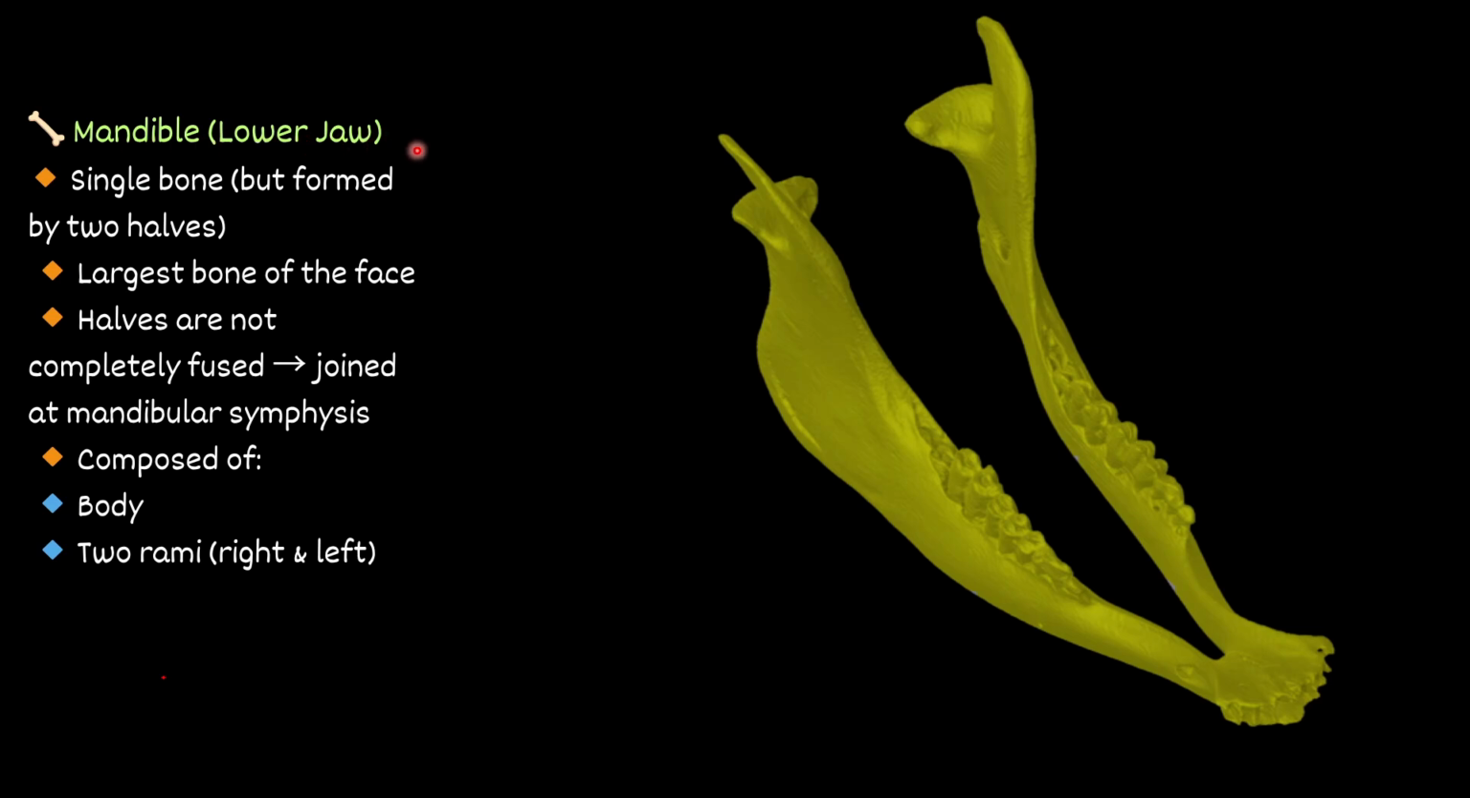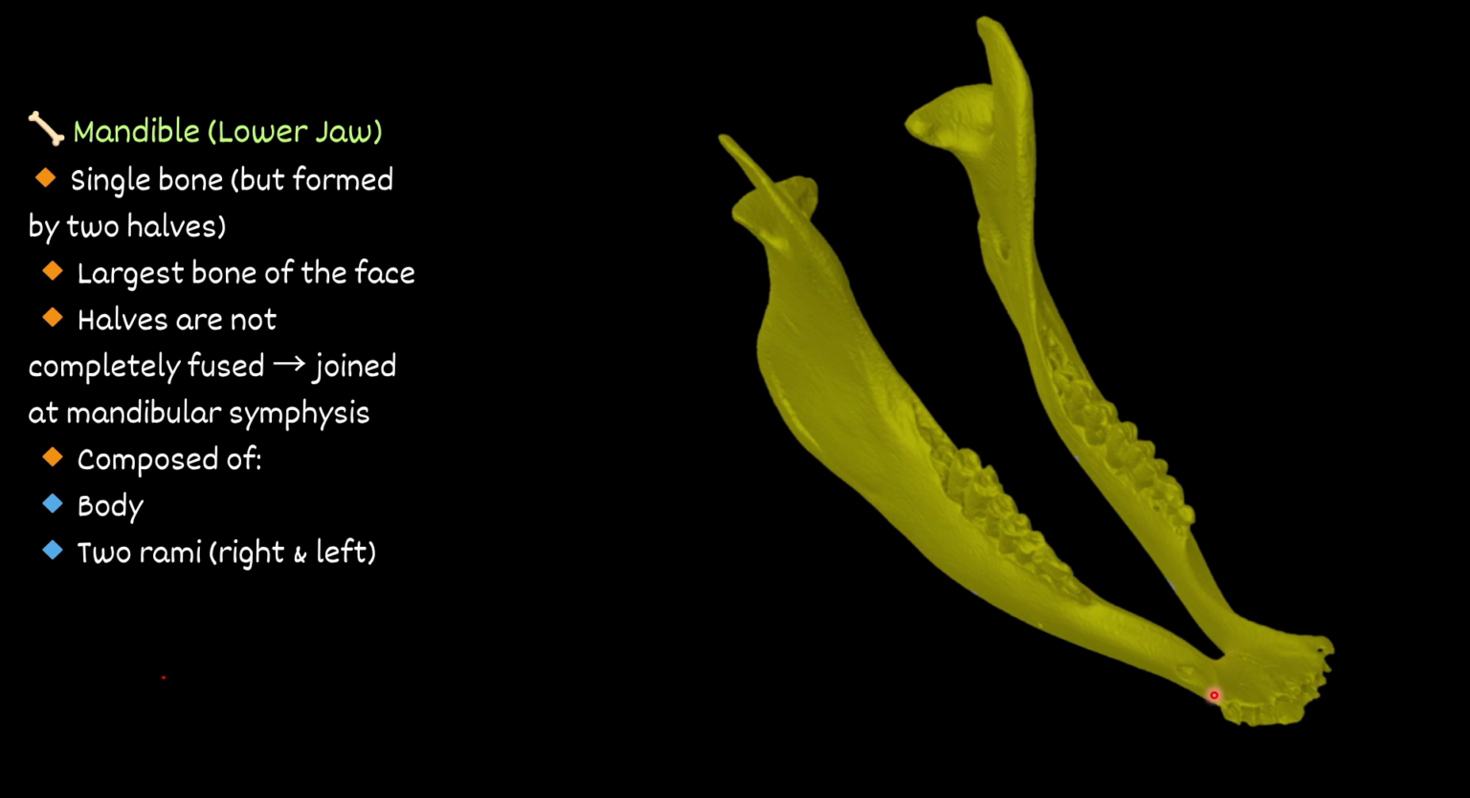Mandible, the lower jaw. It is a single bone but formed by two halves. It is the largest bone of the face. The two halves are not completely fused; they are joined at the mandibular symphysis. We'll discuss it. So this part is the mandibular symphysis. At this part only, the two halves are joined.